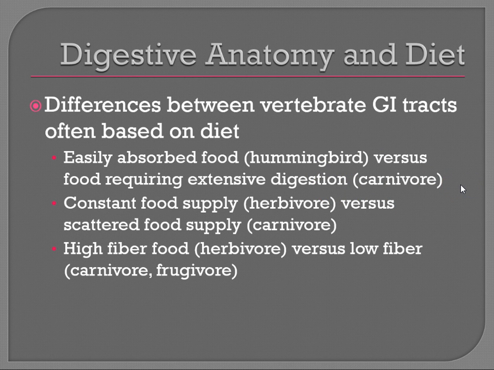Now, is there constant food supply, or is there a scattered food supply? And that's what we're talking about. Are you grazing with your herbivore? The plants don't go anywhere. You can find them wherever you want. Or do you have to chase it and find it and all that good stuff like a carnivore would? The other thing is that you want to talk about the high fiber food versus low fiber food. And this goes back to the easy to digest, more difficult to digest.